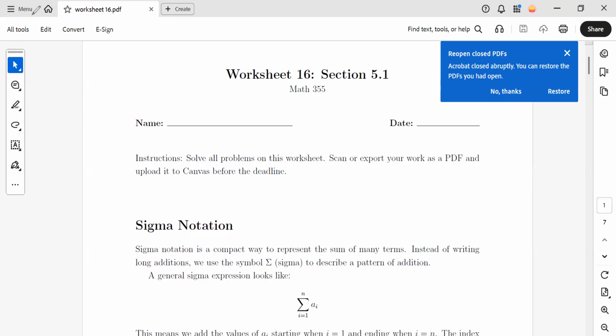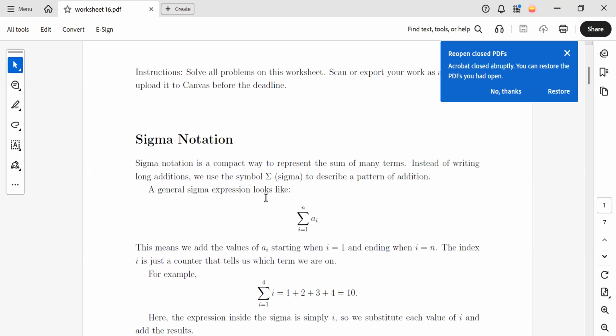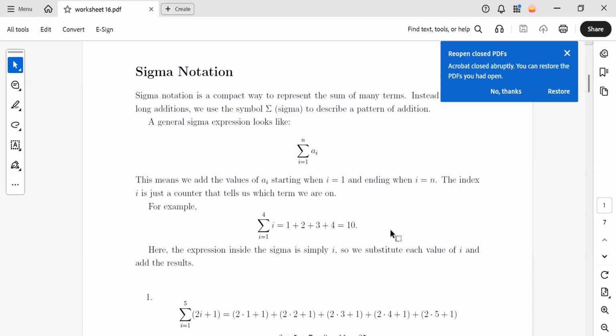As a review, you may have seen sigma notation before. We have a review here. We write sigma as a symbol to describe a pattern of addition. So it is a general sigma expression that you see here.